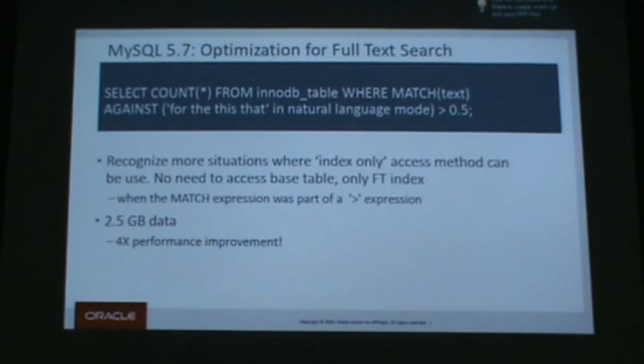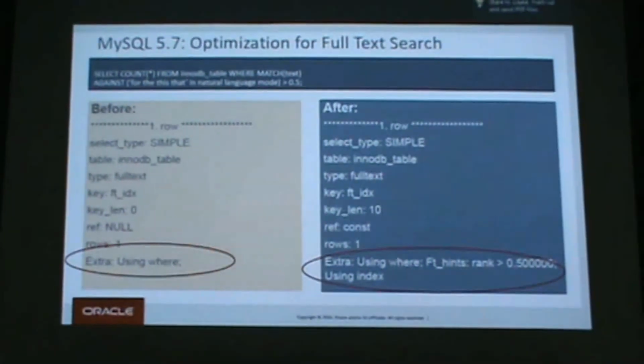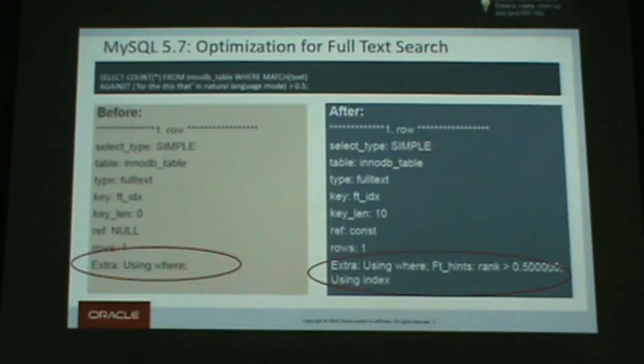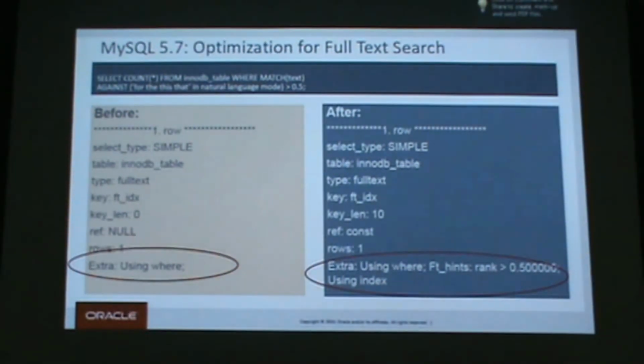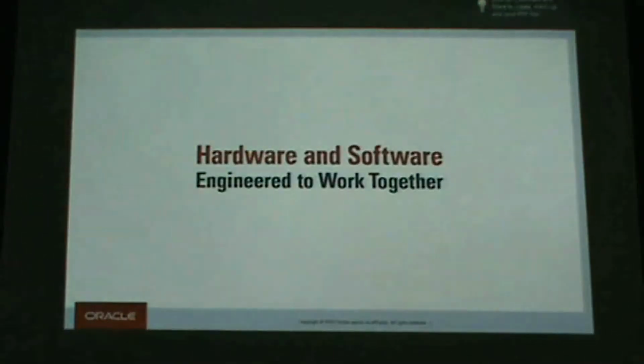Because of this, we have an improvement for such queries. This is what you can see in 5.6 and 5.7. You can see that there is a full text hint given to the optimizer, to the storage engine. Okay, so that's all I had.